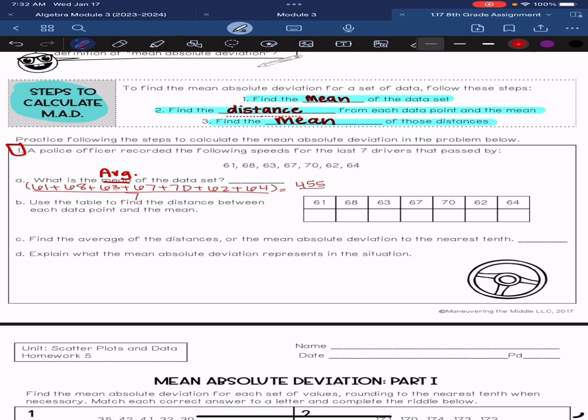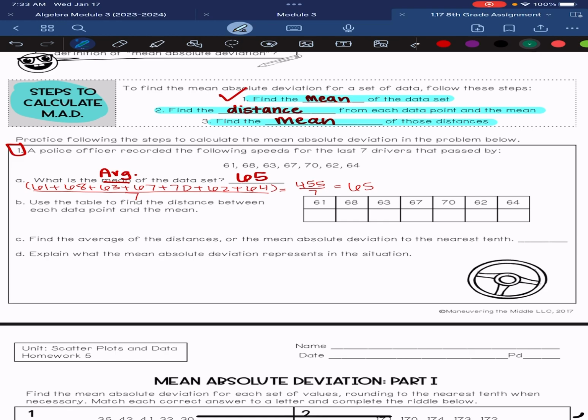So now I'm going to do 455 divided by 7, and then I can plug that into my calculator. So 455 divided by 7 is going to give me 65. So the mean of this data set is 65. What that means is the average speed those drivers were driving was exactly 65 miles per hour. So that was step 1: find the mean.